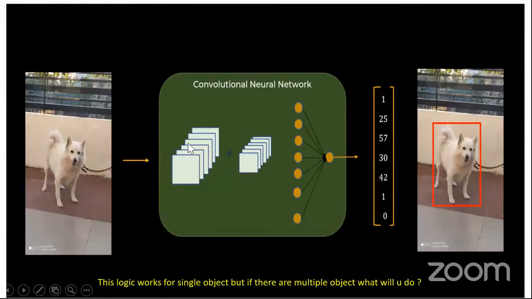Next, you can see this example. You have a dog and a convolutional neural network which was trained accordingly, and then it outputs 1, which means there is something in the image. It tells you the coordinates for the bounding box, and it tells you which kind of object it is. Is it a dog? Yes, it is a dog. And then you can have a bounding box across it.